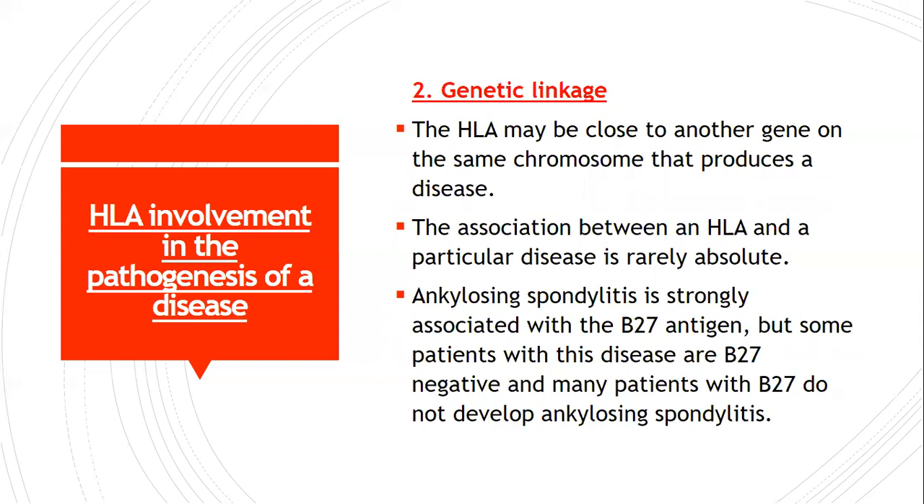Genetic linkage. HLA may be close to another gene on the same chromosome that produces a disease. This is an example of linkage disequilibrium. The association between HLA and a particular disease is rarely absolute. Ankylosing spondylitis is one such example where there is a strong association with the HLA-B27 antigen. But some patients with this disease are B27 negative, and there are many patients who are B27 positive but do not manifest ankylosing spondylitis.